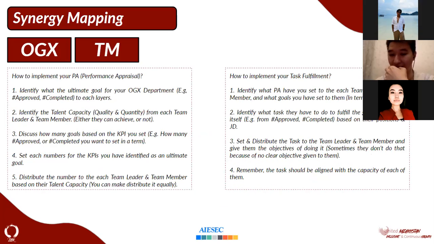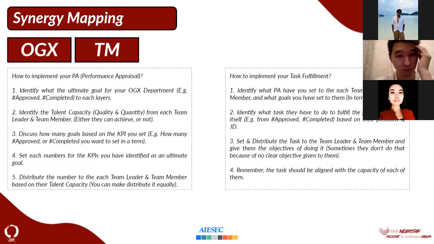So for the how, for the TM, how to implement your PA or performance appraisal. Firstly, identify the ultimate goal for your OGX department. For example, the number of approved or completed for each layer: members, team leaders, and also the LCVP itself. And then identify the talent capacity, the quality and quantity of each team leader and team member, whether they can achieve it or not. You need to know whether this member will be overachieving based on their capacity and also their competencies.